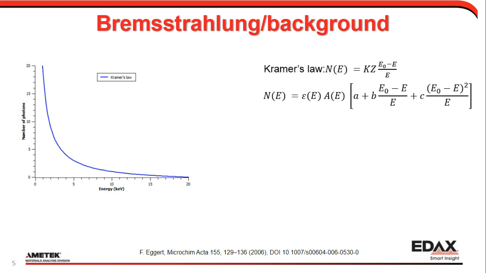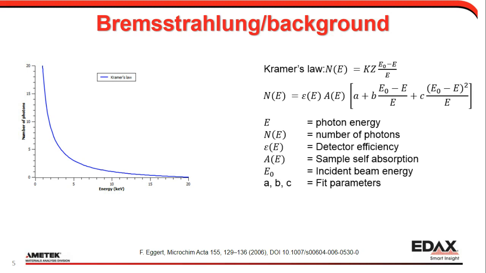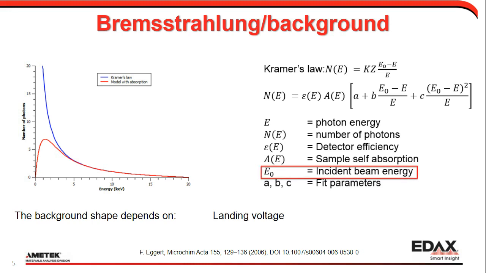If you look at it, it's basically a series expansion of Kramers' law, but it takes the absorption into account, and we see the red curve here on the left. When we use our model with absorption, we get something that looks much more similar to what we would see in an EDS spectrum. So the important part here is that the background shape itself depends on the landing voltage, the incident beam energy, how much energy we have in the electrons as they hit the sample. It depends on the sample self-absorption, and this is an important one. Kramers' law describes what is emitted, but it has to make it out of the sample again to the detector before we can actually detect it.